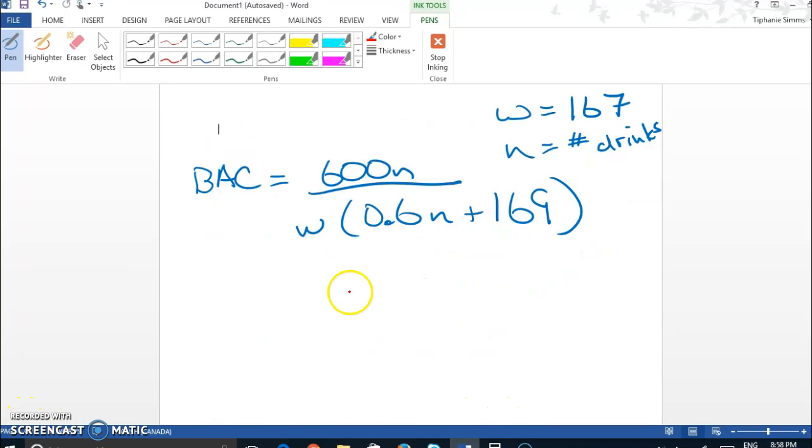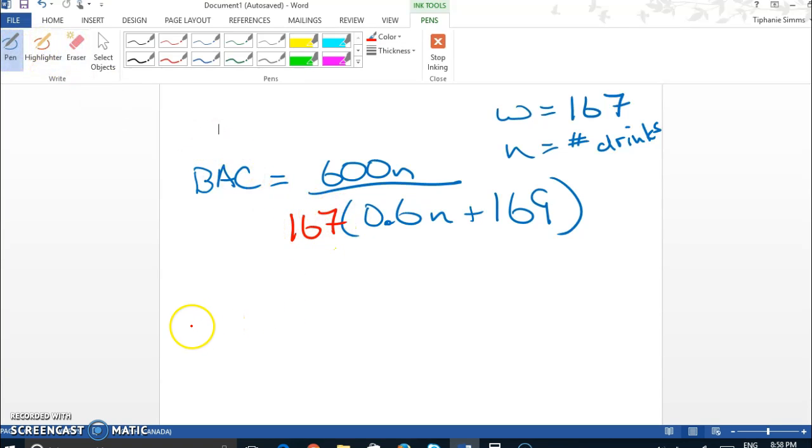Alrighty, let's check out this next one. Now we have to find the blood alcohol content or level of a person using this formula where the weight of the person is 167 pounds and N, which is here and here, is just the number of drinks. So for one drink, and again, we could really just erase this W because we know the weight of the person, it's always going to be 167.